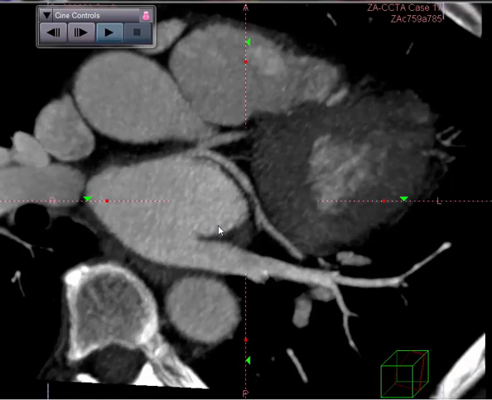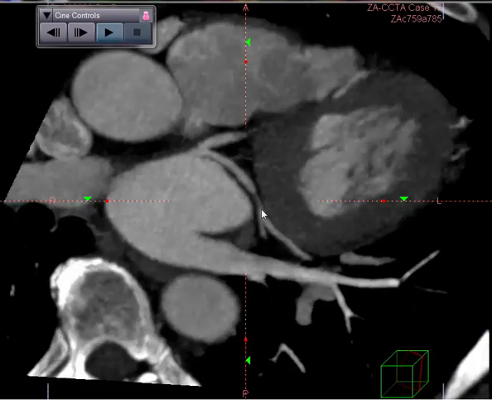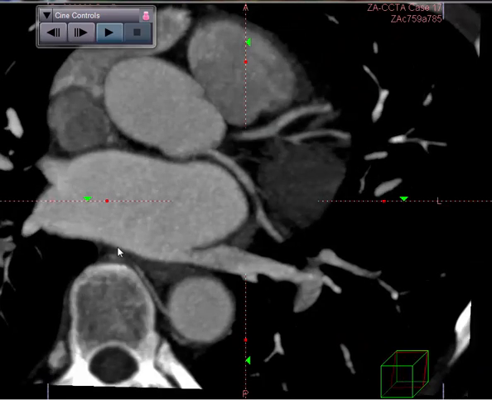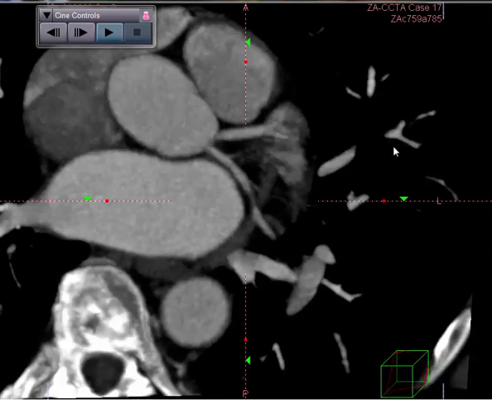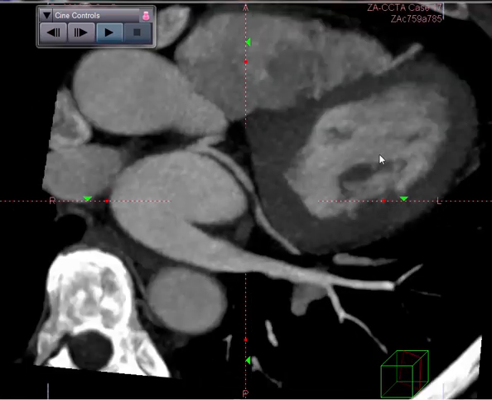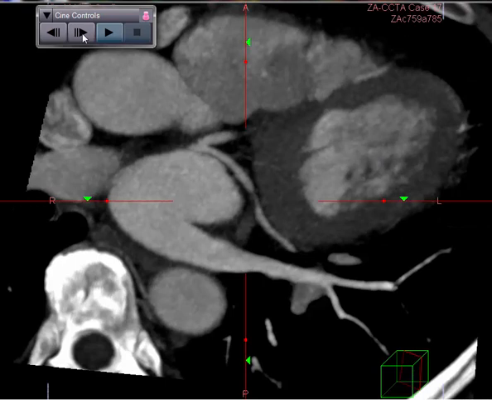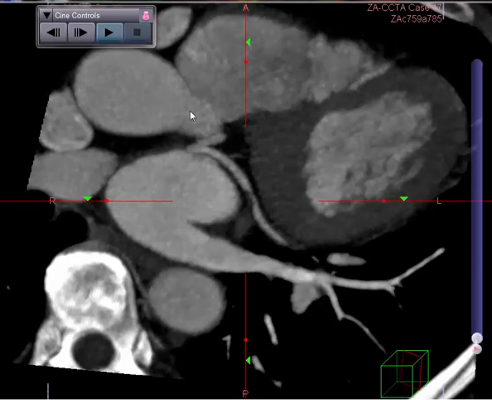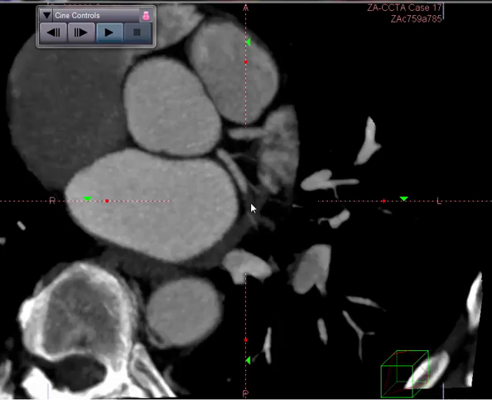Let's see if we can do a little better with a different phase change. This is a little bit better answer, looking at the different phases. As we rotate about again, we can see that there is eccentric non-calcified plaque involving these regions that appears to be obstructive.